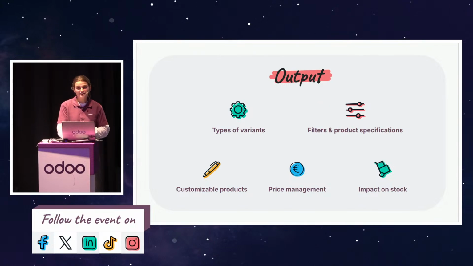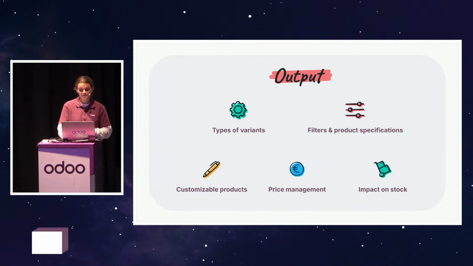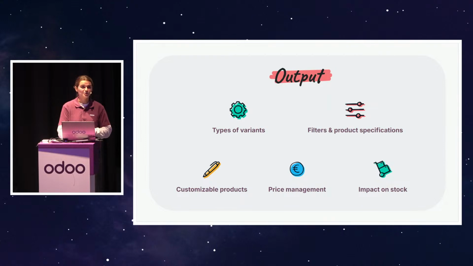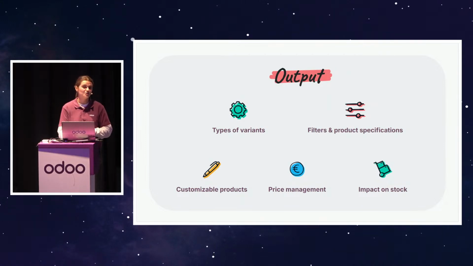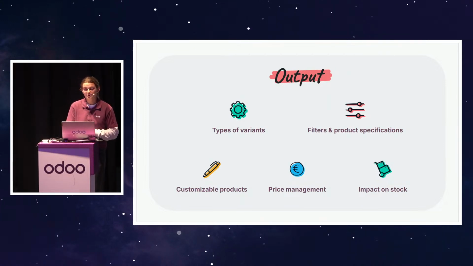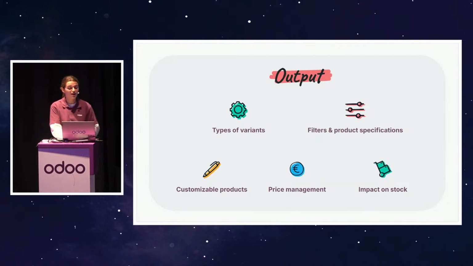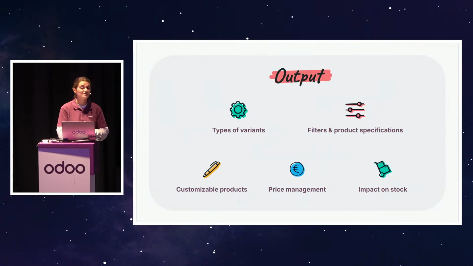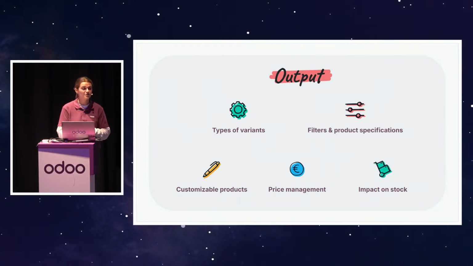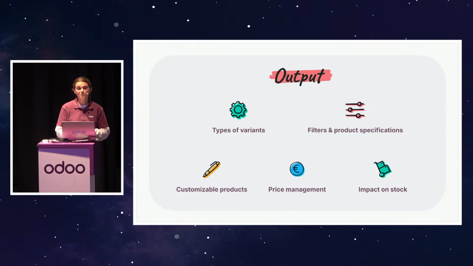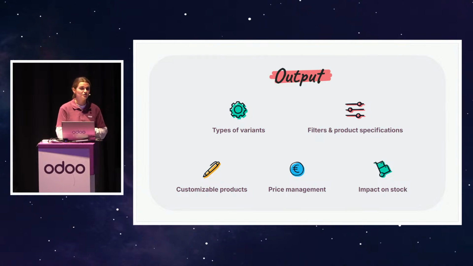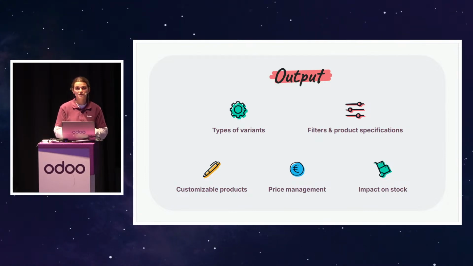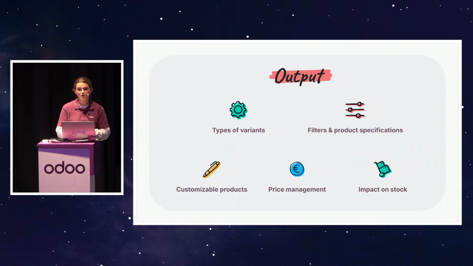So as you can see, Odoo offers many ways of managing your product catalog, and using variants can be a great tool to do so. So from this talk, I hope that you now learned how to define which type of variants you need, so the instantly, dynamically, or never created ones. You should also know now how to use the variants to filter on your e-commerce and to use this as product specifications for your products.